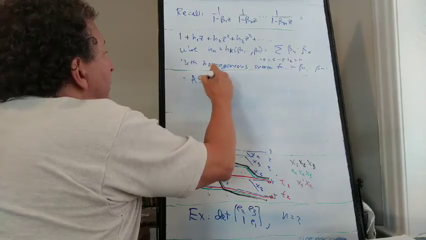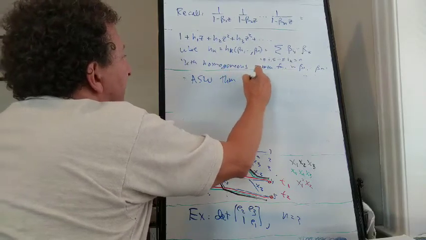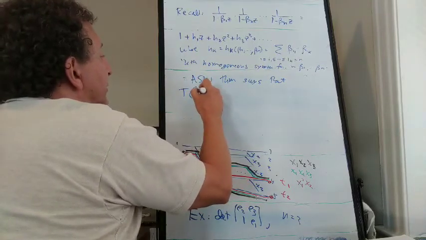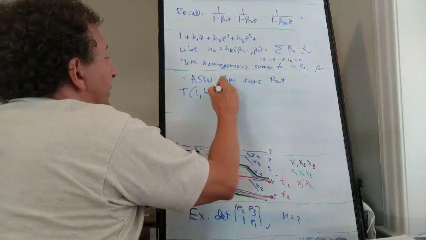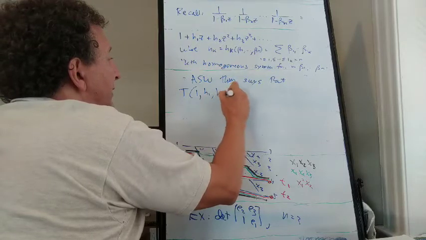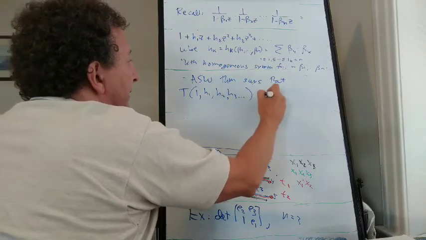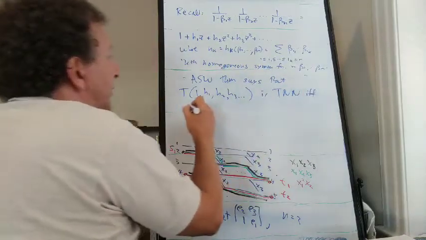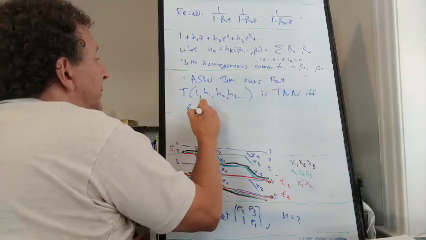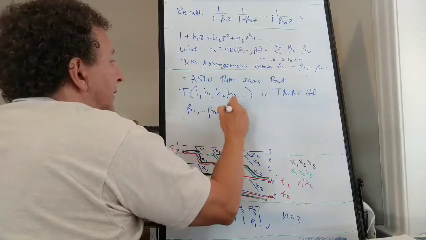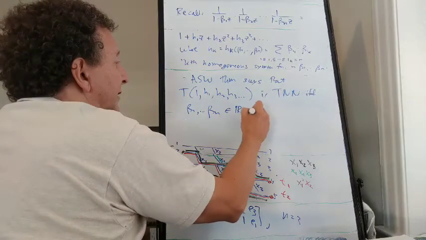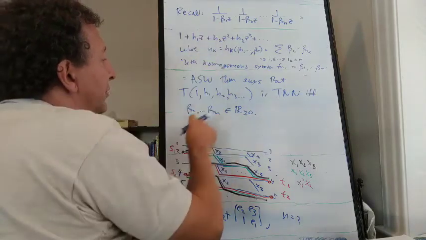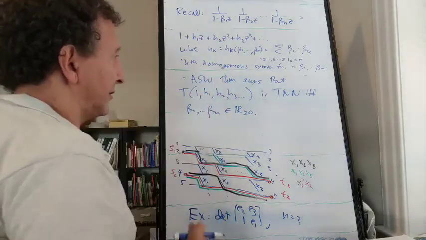So the Aissen-Schoenberg-Whitney theorem says that the Toeplitz matrix T of 1, h1, h2, h3, etc. is totally non-negative if and only if beta 1 through beta n are real non-negative numbers. Equivalently, this power series has only real poles if that matrix is totally non-negative.